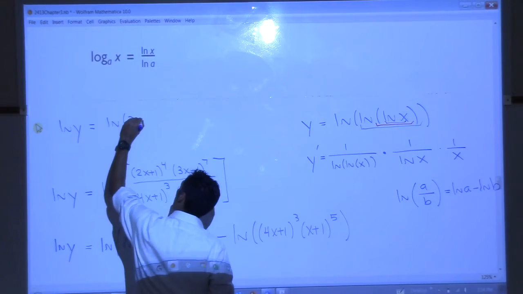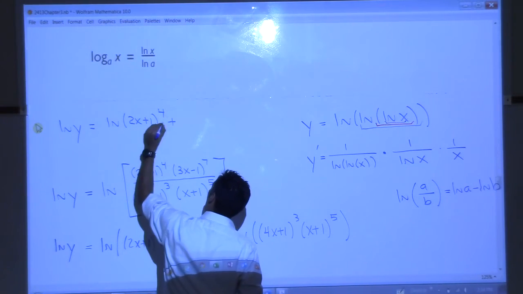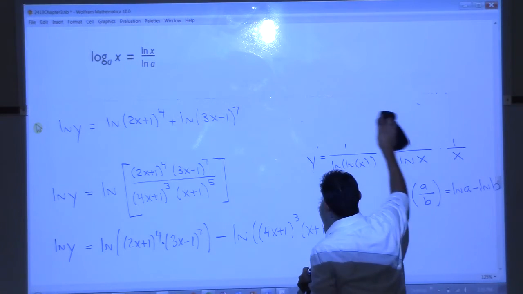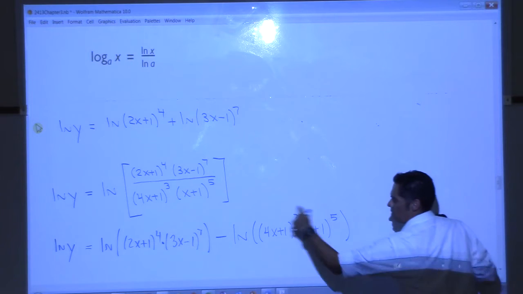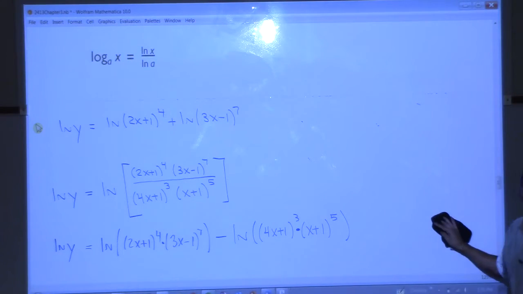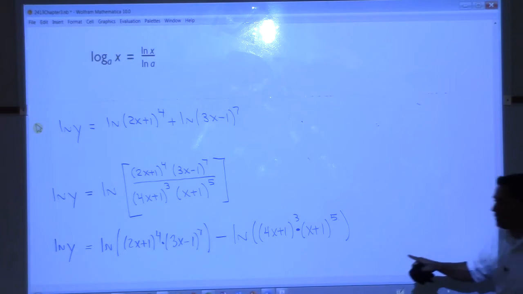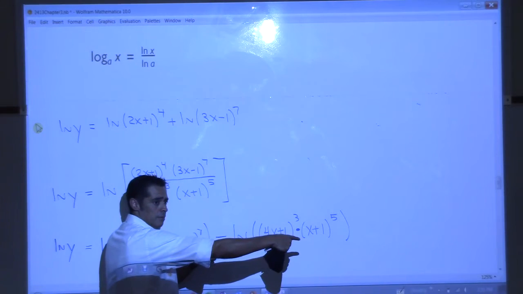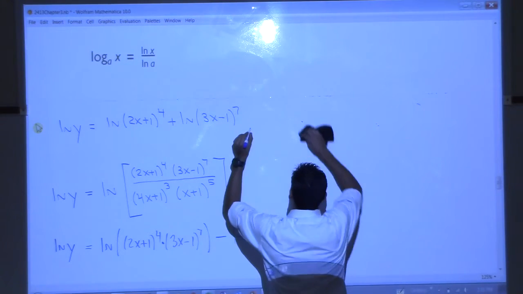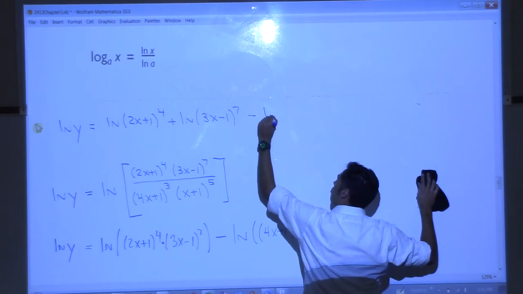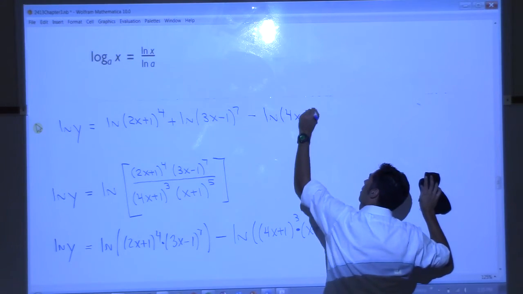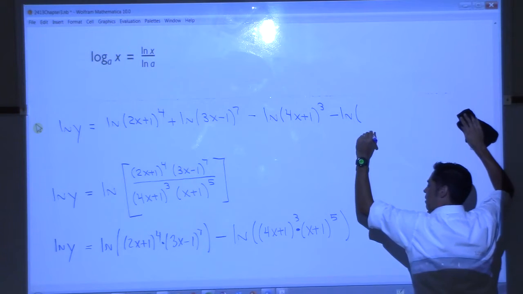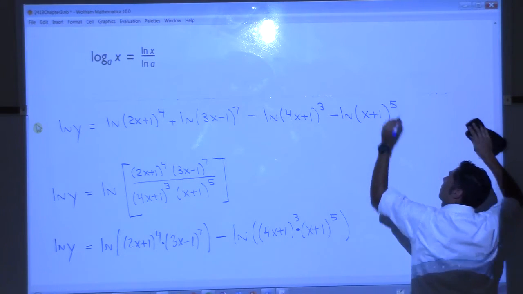Natural log of (2x plus 1) to the fourth plus natural log of (3x minus 1) to the seventh. And then what about the other log here? This log, multiplication again, right? So I can split that into two logs. Now you have to be careful here because we have a minus sign, don't we? So when this splits into two logs, the minus will go to both. So my next line is going to be minus natural log of (4x plus 1) cubed, plus minus what? Minus natural log of (x plus 1) to the fifth.